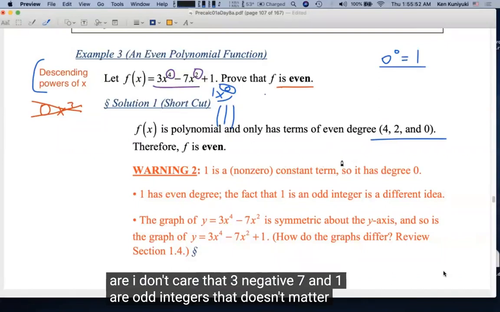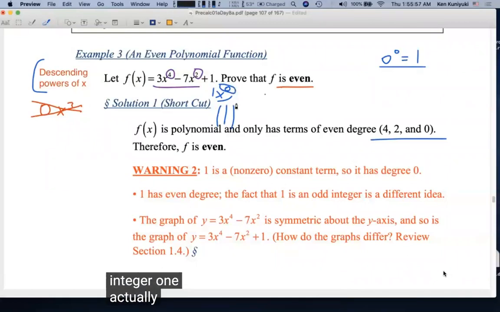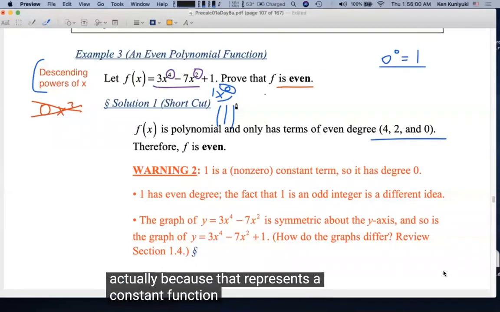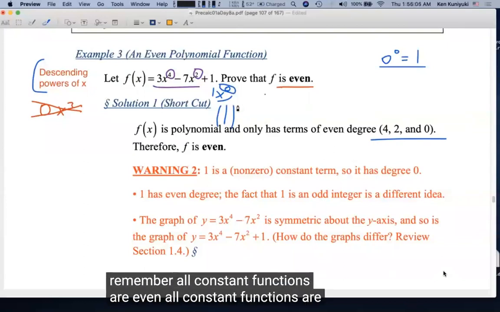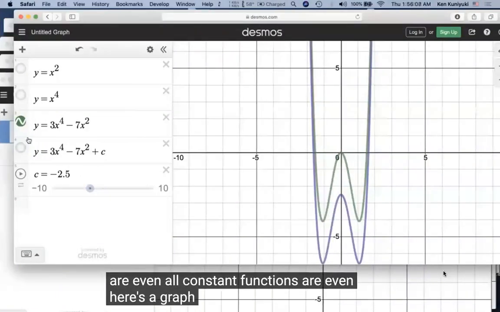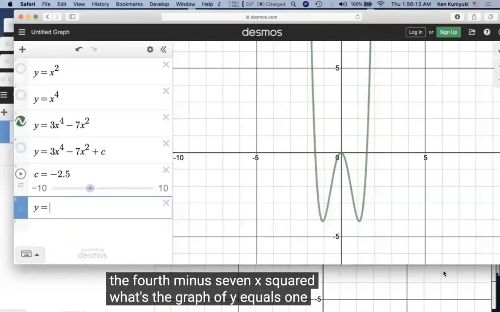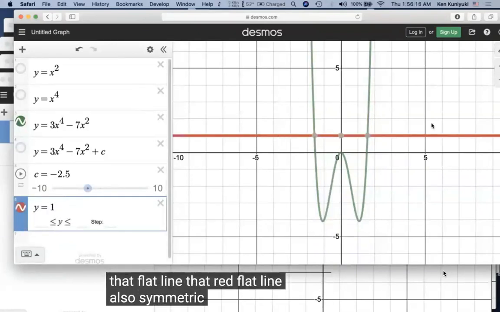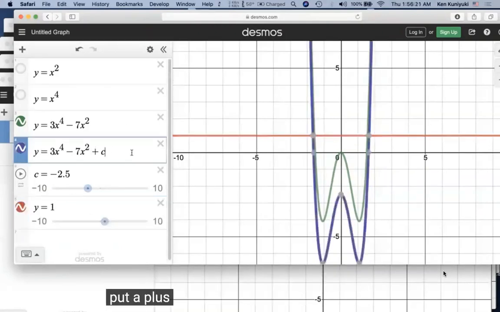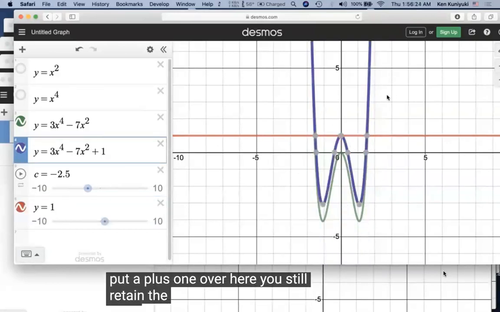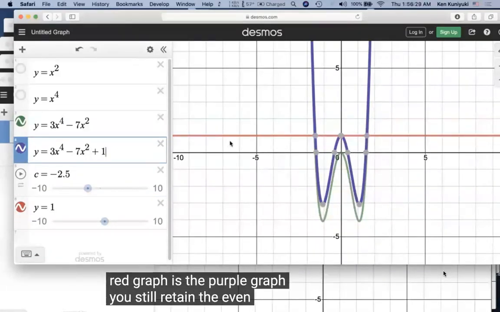That doesn't matter. In fact, when you look at this odd integer 1, because that represents a constant function, remember, all constant functions are even. Here's the graph of y equals 3x to the fourth minus 7x squared. What's the graph of y equals 1? It's that flat red line, also symmetric about the y-axis. When you add these two together, put a +1 over here, you still retain the even property. The green graph plus the red graph is the purple graph. You still retain the even property.